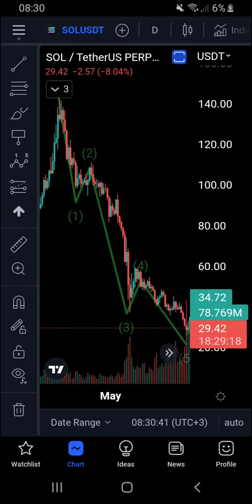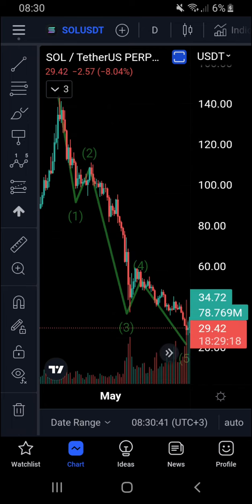2. This whole thing was a 1, 2, 3. So this whole thing was a 3, and we were coming for 4, and we should be going for 5. Now this count, this micro count, so I said it should retrace to 0.236 to 0.382 of the wave 3.